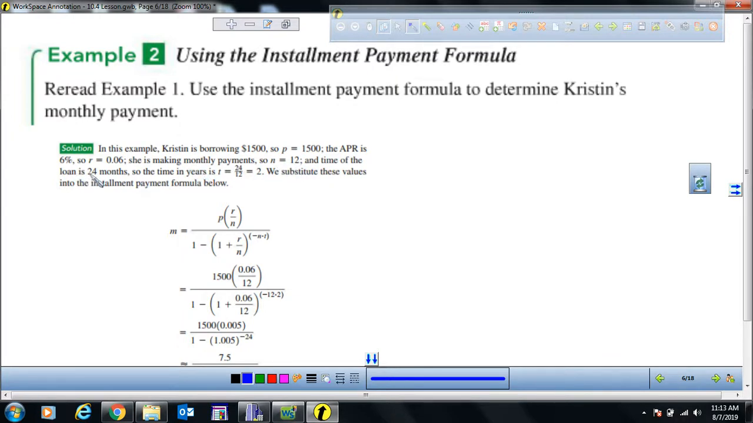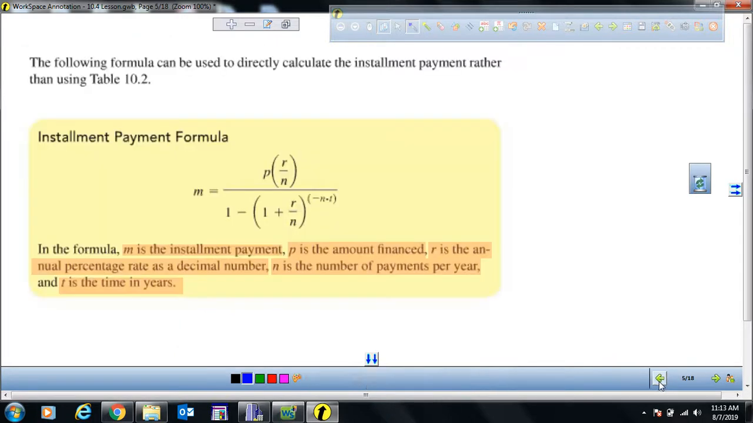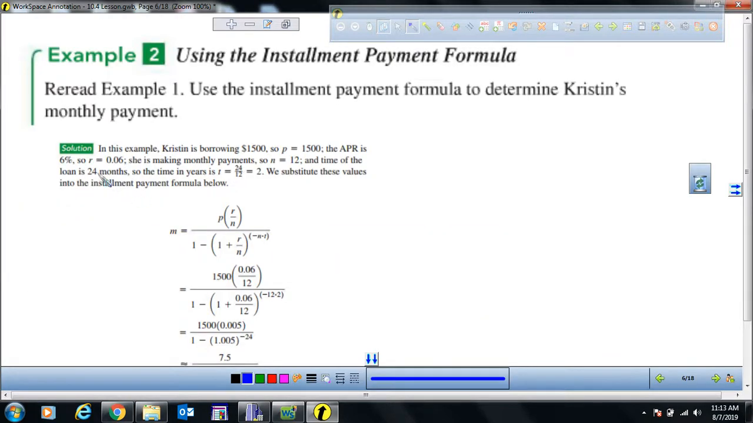And the time of the loan is 24 months. So the total time that she has to repay this is going to be 24 months. So that's going to be for the T. But be careful, because T is the time in years, not in months. So you have to change this 24 months into years. 24 months divided by 12, that represents each year, right? That's a total of 2 years. And that's the number you're going to use for the T.